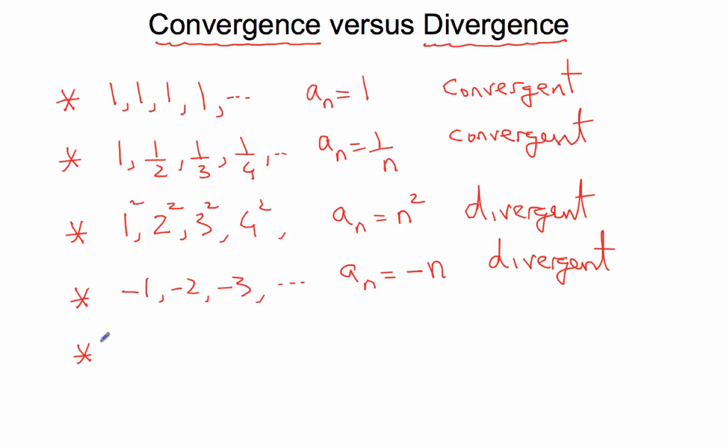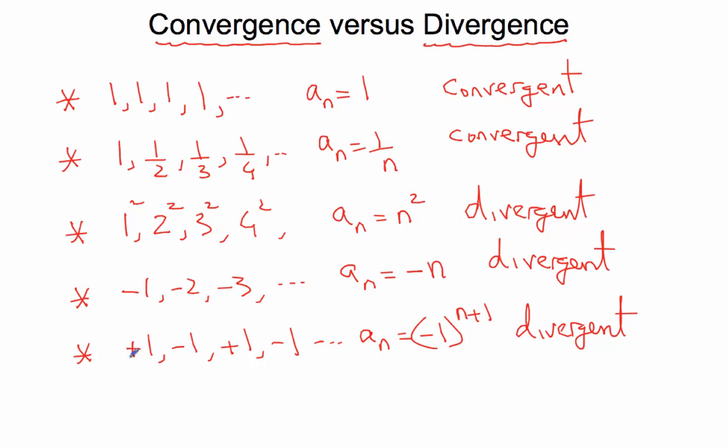You could have something that is divergent for other reasons too. So, for example, if you have plus 1, minus 1, plus 1, minus 1, etc., in which case an, as we've discussed before, is minus 1 to the n plus 1. This is also divergent because this sequence simply keeps alternating. Although it does not go to either plus infinity or minus infinity, yet it does not tend to any definite number.